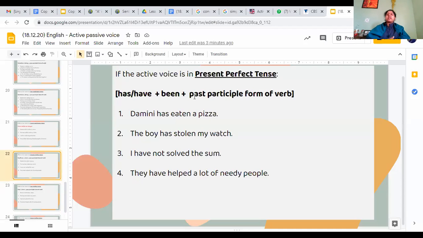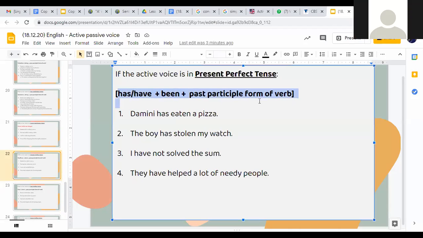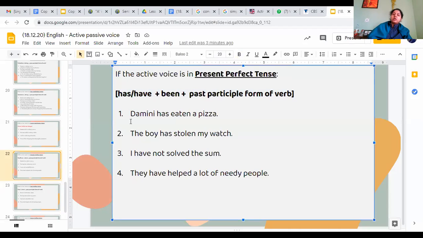Present perfect tense is on the screen. You can start noting down. This converts into has, have, been, and then the past participle form. Start noting it down. You have 1 minute to note it, and then I will model the first sentence for you.